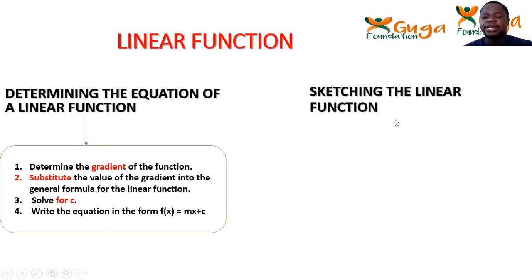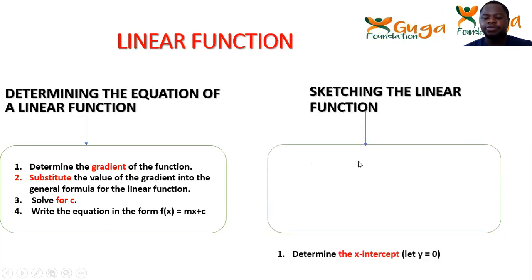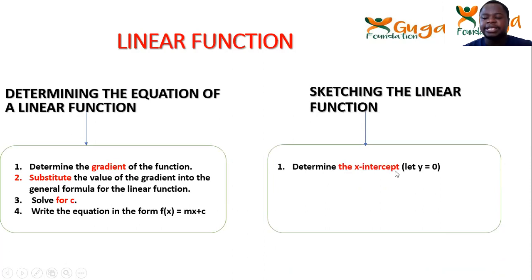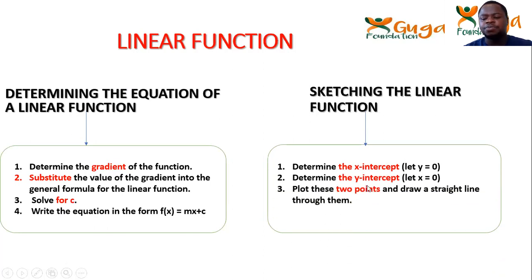So for sketching the linear graph, step number one, you must determine the x-intercept. You let y be equal to zero. I call this one a game rule. When you're finding x, your y is equal to zero. When you're finding your y, your x is equal to zero. You call it a hide and seek game. So plot the 2 points, and you just join the 2 points with a ruler.